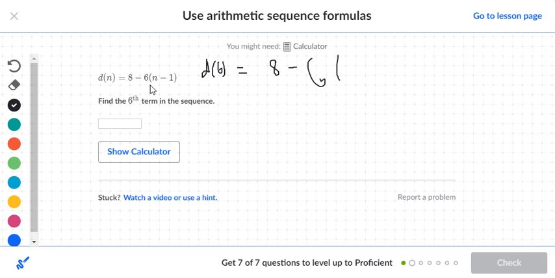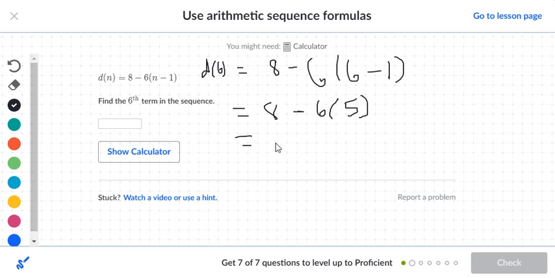We're going to have parentheses. Now this n inside is also going to become 6 minus 1. So now we're going to do the order of operations. So we're going to have the 8. We're going to have the -6. But 6 minus 1 is going to be 5. So we're going to make this into a 5. So 6 minus 1 is 5.